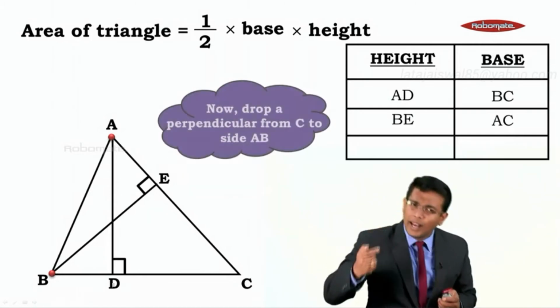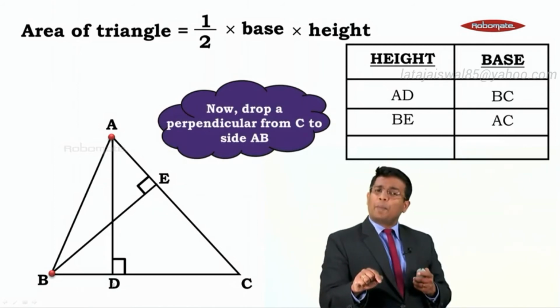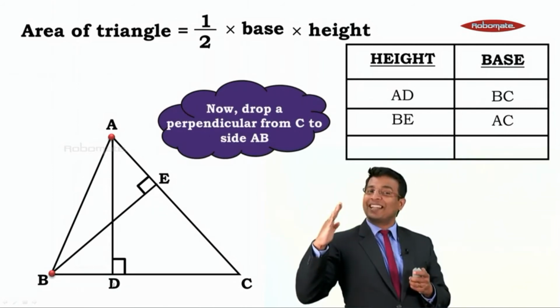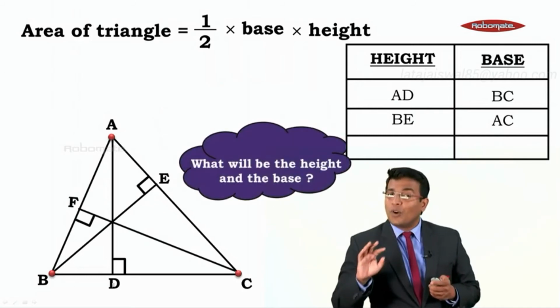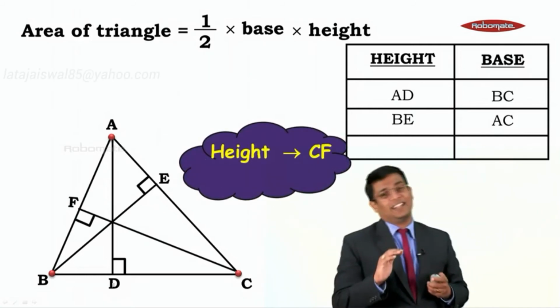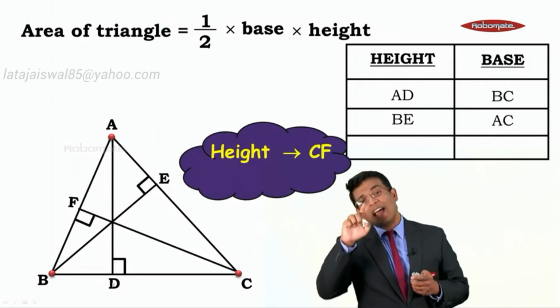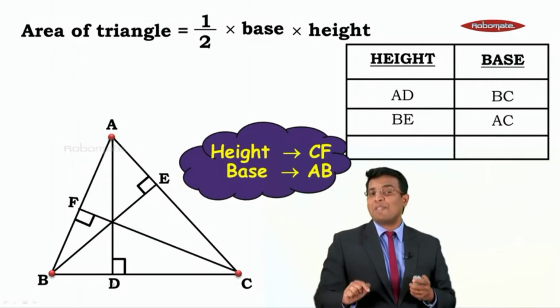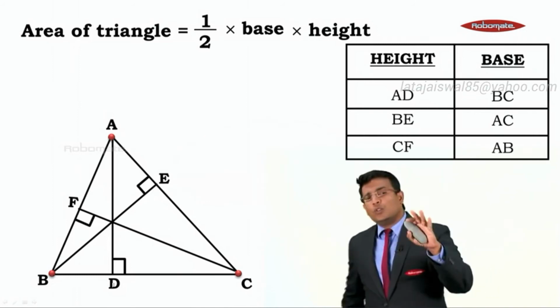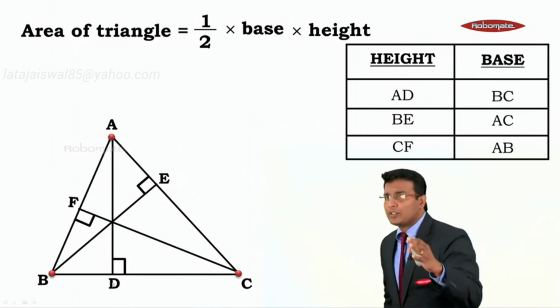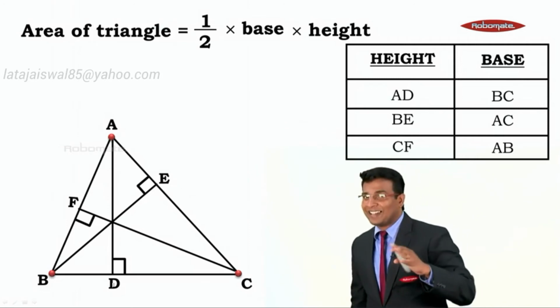Beautiful. Now let's drop a perpendicular from C on its opposite side, that is AB. Let's do that now. So now in this case, what will be the height and the base? Yes, the height is going to be CF and the base is going to be AB. So we write the height is CF and the base is AB. So now we have understood what is the height and the base of this particular triangle. The concept is clear, right?